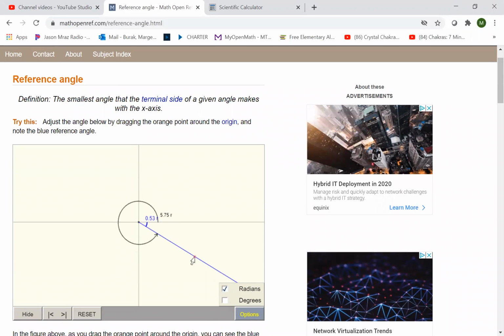Now let's go back. Oops, grab the point. Let's go up to right there. And I thought they did it in terms of pi. Anyway, you could play with this.